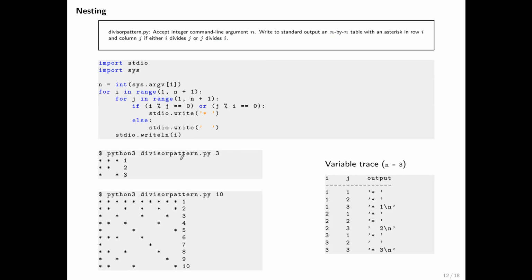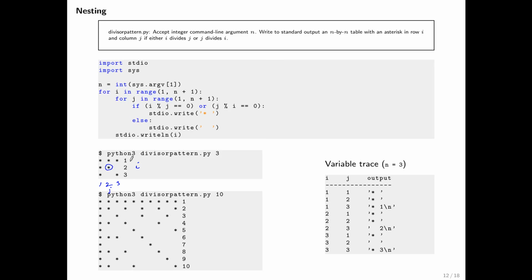Let me give you a concrete example of input and output. If we run divisor_pattern.py with the input 3, we get a 3 by 3 table, and these are the values in the cells. Let's put some column numbers. These are row numbers, so this is like your i, and we can put column numbers 1, 2, and 3, and this is like your j. Now, why is it that we see a star here? The corresponding row number is 2 and the column number is 2. Does 2 divide 2? Yes, so we have an asterisk.